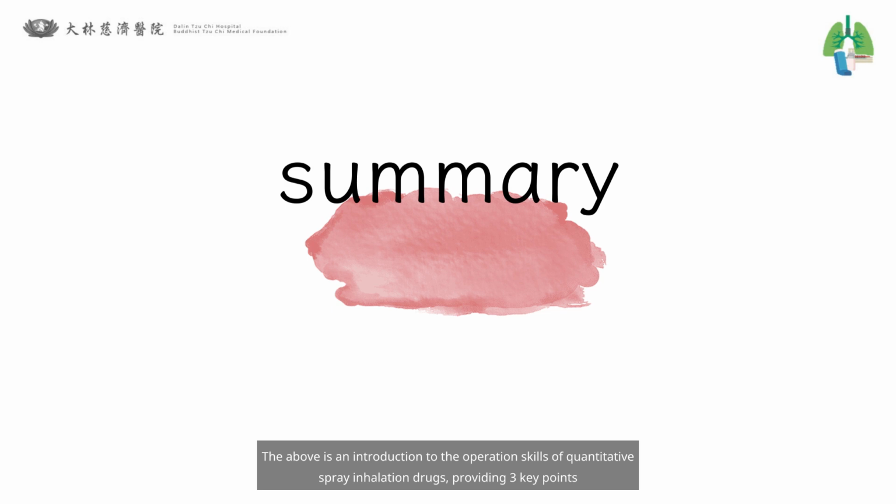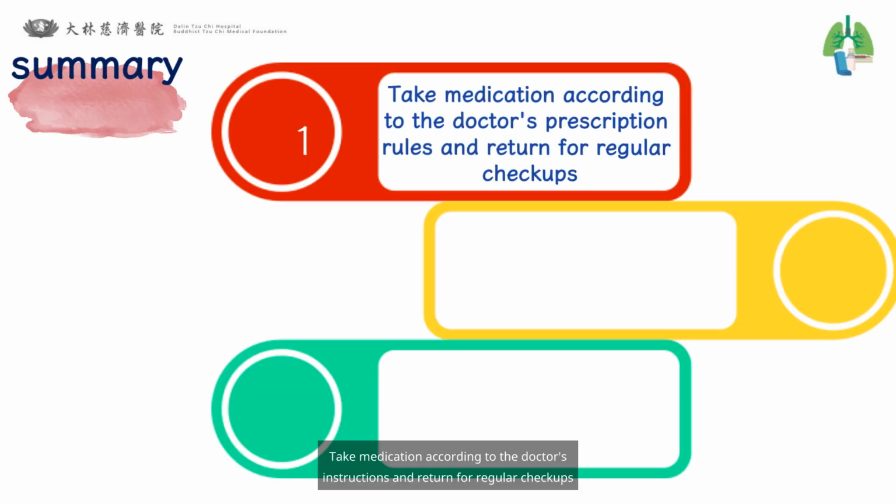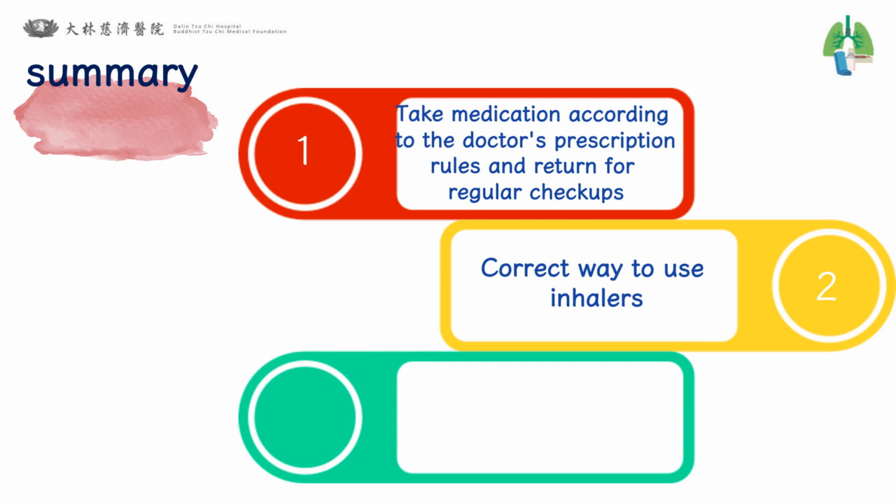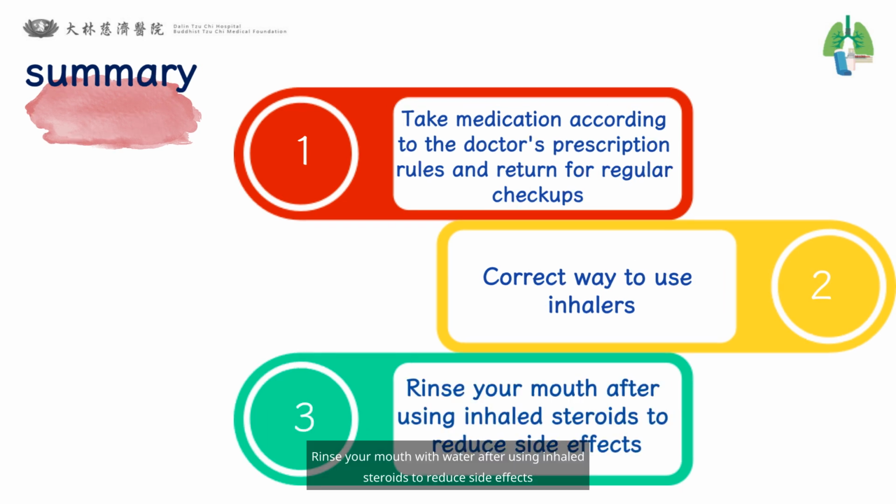The above is an introduction to the operation skills of metered-dose spray inhalation drugs, providing 3 key points. 1. Take medication according to the doctor's instructions and return for regular checkups. 2. Use inhalers the correct way. 3. Rinse your mouth with water after using inhaled steroids to reduce side effects.